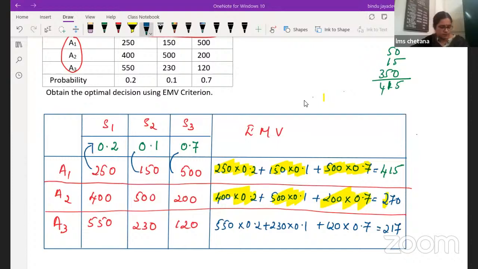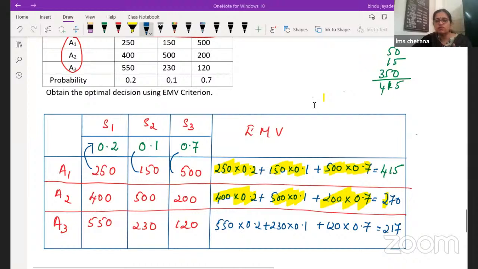Completed? Okay. Now see, you prepared the table. In that table, the first information is actually the question. We only made one extra column, EMV. The only thing is that the probability values are down, so write them up. Then it is easy for you to multiply. That's the only thing.